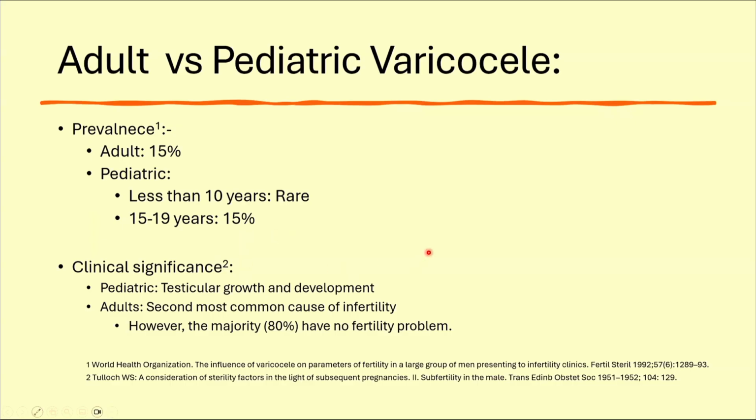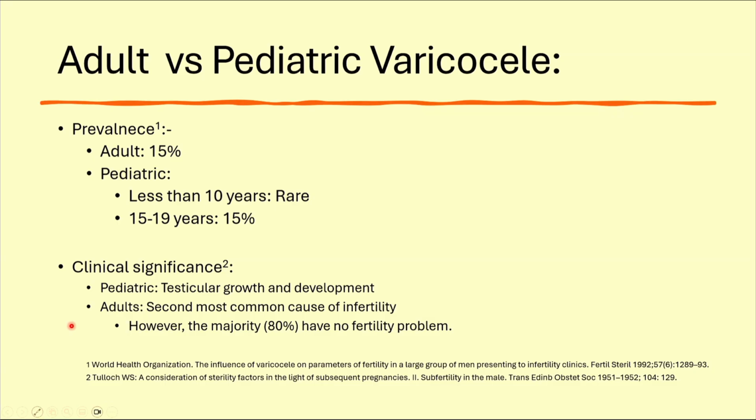Now here is the actual clinical dilemma. Even though in adults it is the second most common cause of infertility, 80% of the population with varicocele have no fertility problem, meaning only 20% of those with varicocele have a fertility problem. If we want to apply this to the pediatric age, it's quite difficult, because in a clinic, if an adult patient presents with inability to conceive, infertility or subfertility, he is by default in the category of the 20%.